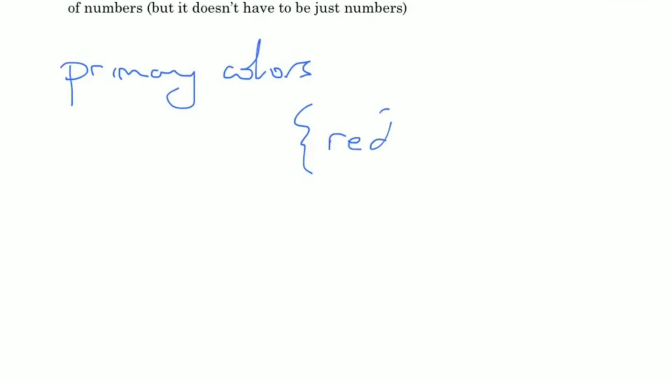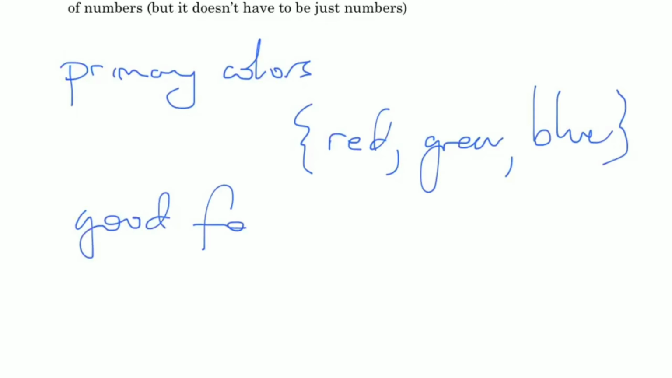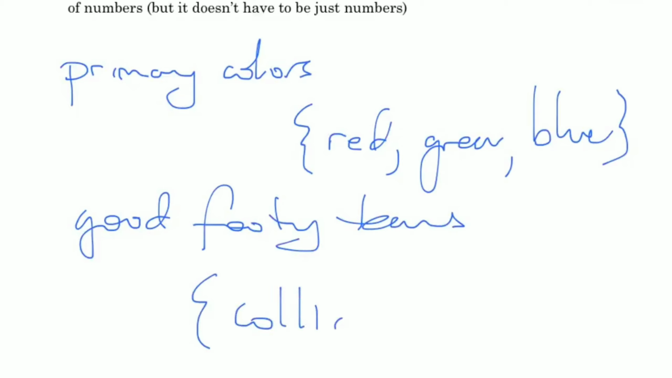This video is a quick revision of set notation. A set is a collection of things. Since we're talking maths, we'll normally be talking about numbers, but we could have many different sets. For example, the set of primary colours could be written as the set red, green, blue. Or we could do this set of good footy teams, which of course would just be the set Collingwood.